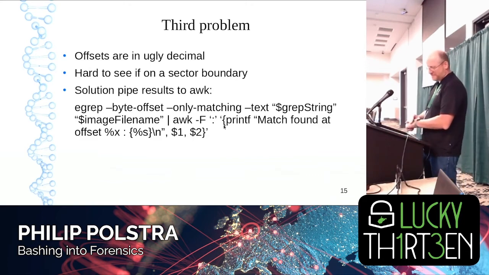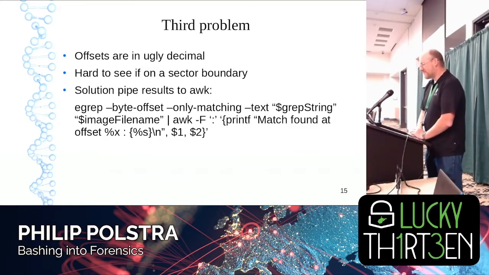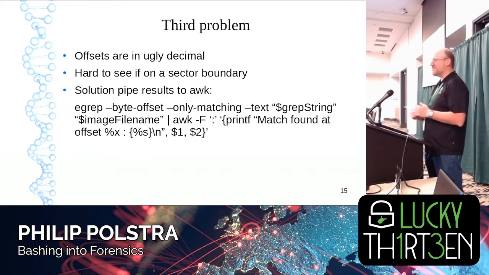Third problem. Decimal numbers. Decimal numbers are ugly. Right? And it's hard to see, is this actually on a sector boundary or not? If everything's in decimal, you're like, is that a multiple of 512? Some of those numbers are really big. It's hard to say, hey, is that what I want or not? So here's the solution. You can convert it to hex using awk again.